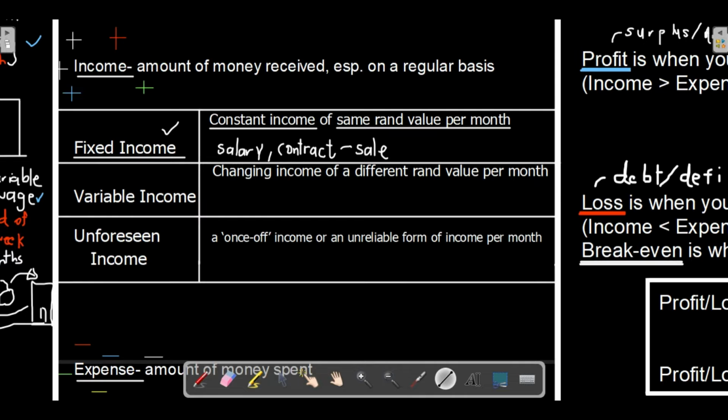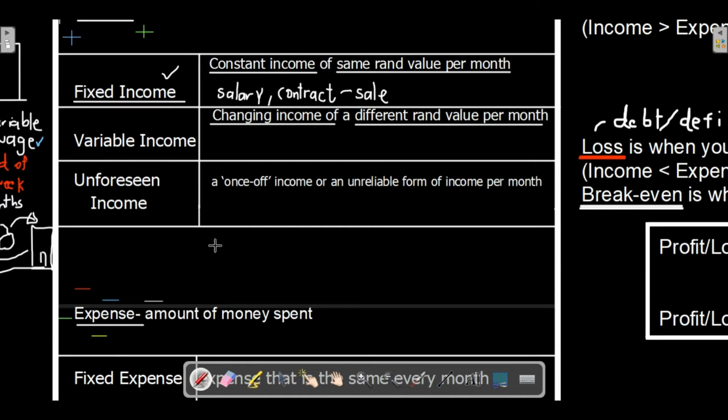So it really depends on factors. In this case, variable income is a changing income, with a different value per month. Maybe this month you might make 10,000. The next month, the income that you receive is 7,000. So it's really dependent on many factors.